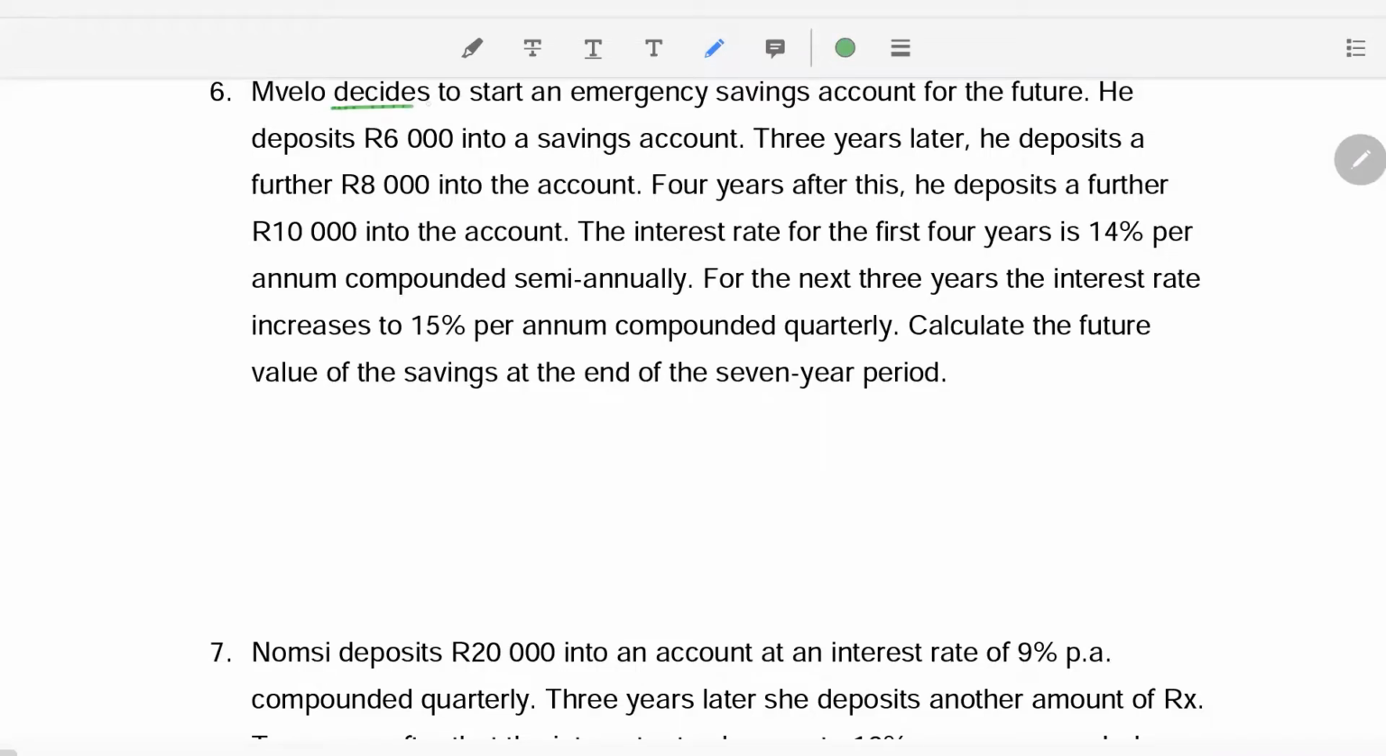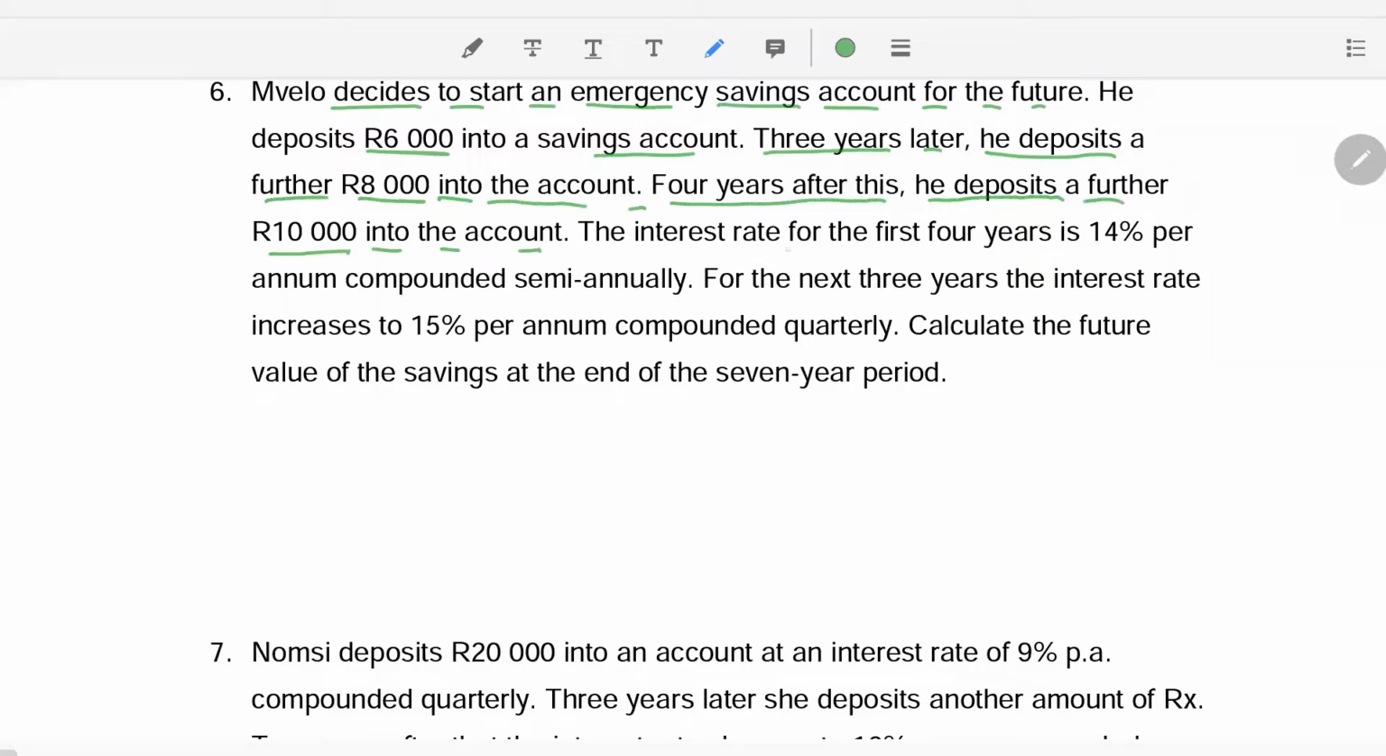Mvelo decides to start an emergency savings account for the future. He deposits 6,000 into a savings account. 3 years later, he deposits a further 8,000 into the account. So it's the same account. 4 years after this, he deposits a further 10,000 rands into the account. So these are 3 deposits.